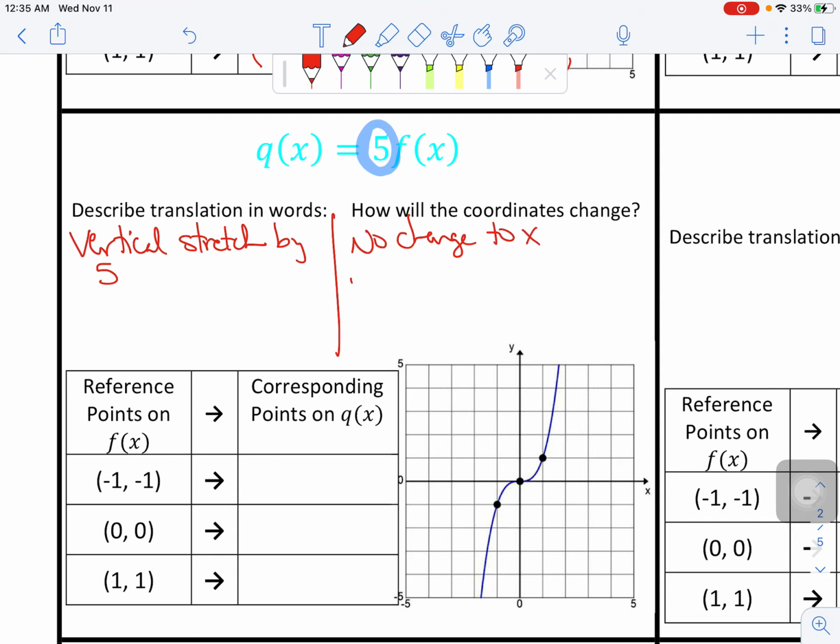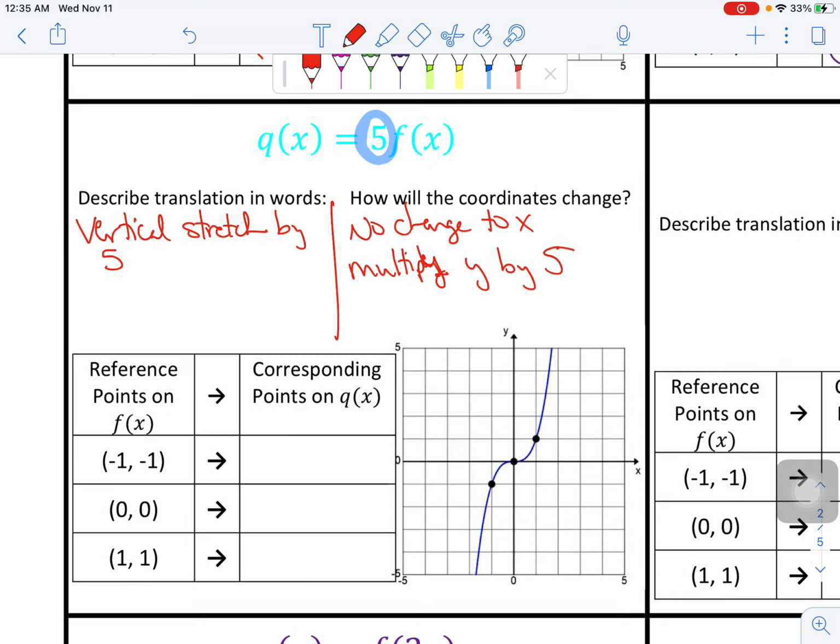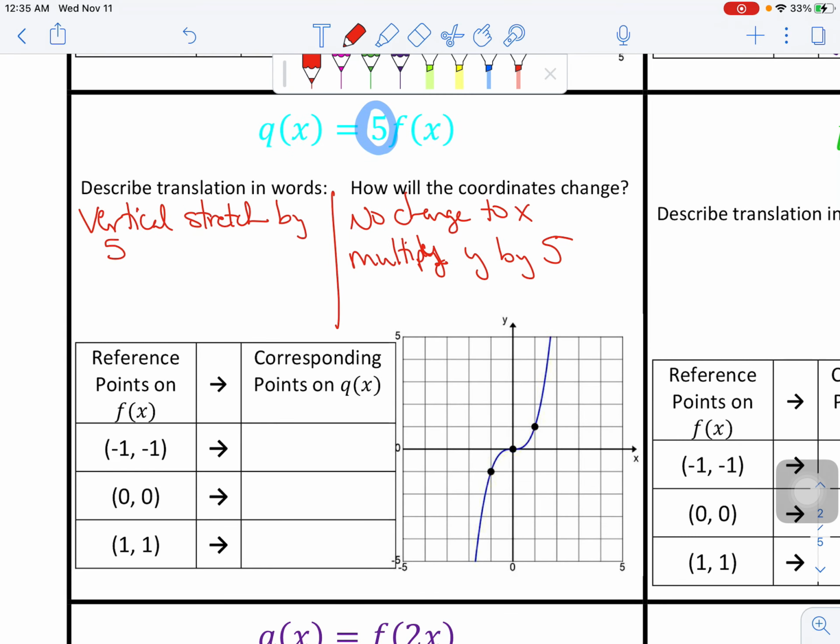But when we stretch vertically, we're going to multiply y by 5. I wanted to be specific on what I was multiplying. So every one of our y values needs to get multiplied by 5 to make this stretch work.